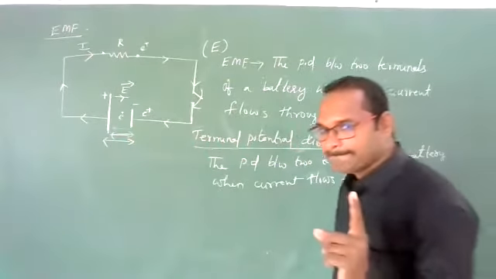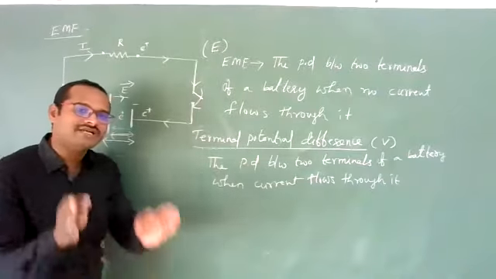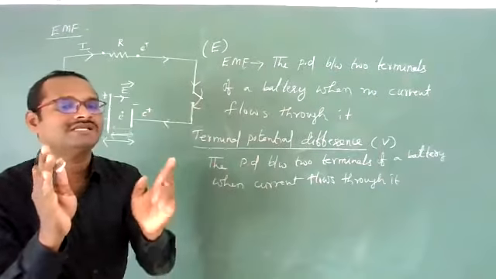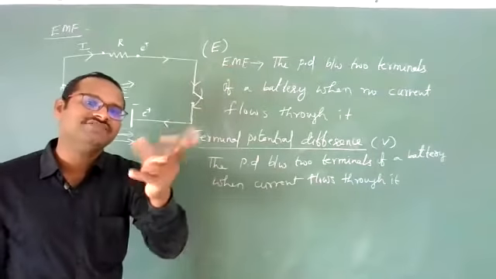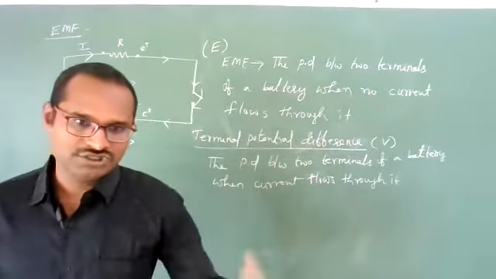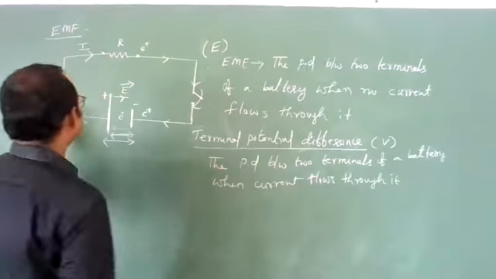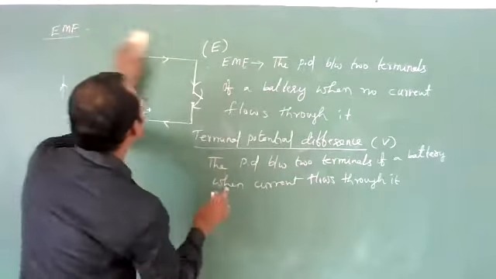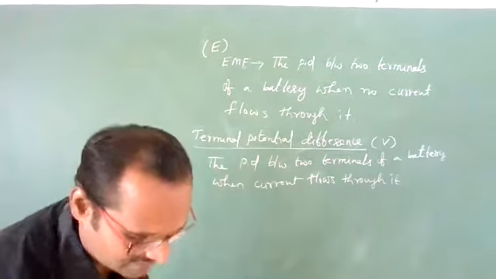Point understood? So terminal potential difference is the potential difference between two terminals when current flows through it. EMF is the potential difference between two terminals when no current flows through the battery. These two points you must remember. Clear? So to understand it mathematically, one point you have to understand.